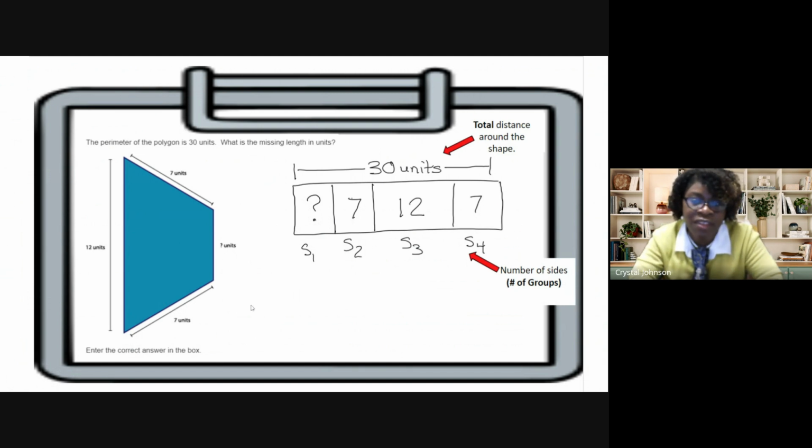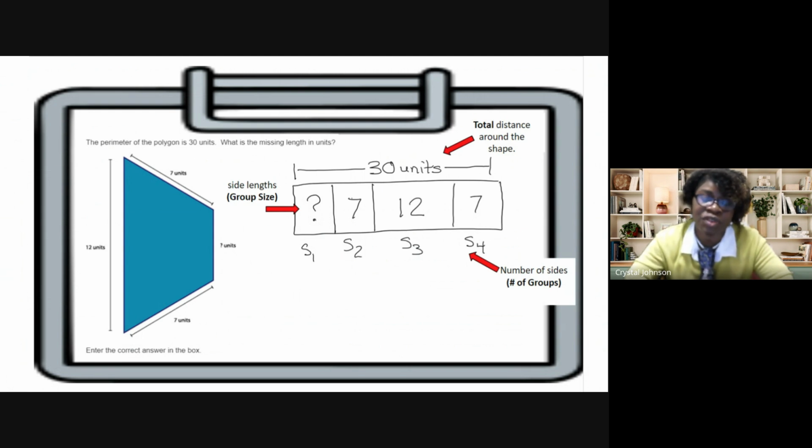If there were 3, they would only have 3 boxes because it's a triangle, it only has 3 sides. If it's an octagon, you would have 8 boxes for 8 sides. So the number of boxes determines the number of groups. So that's that connection with multiplication and division, or addition and subtraction, when it comes to our strip diagrams.